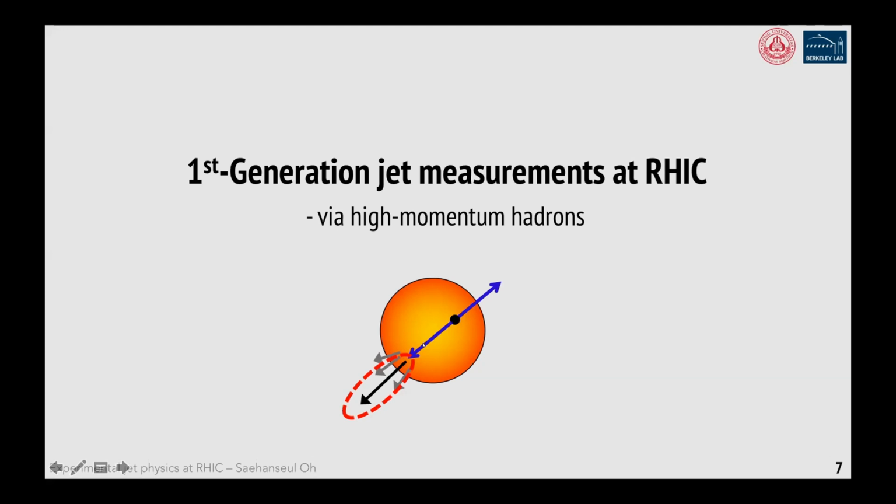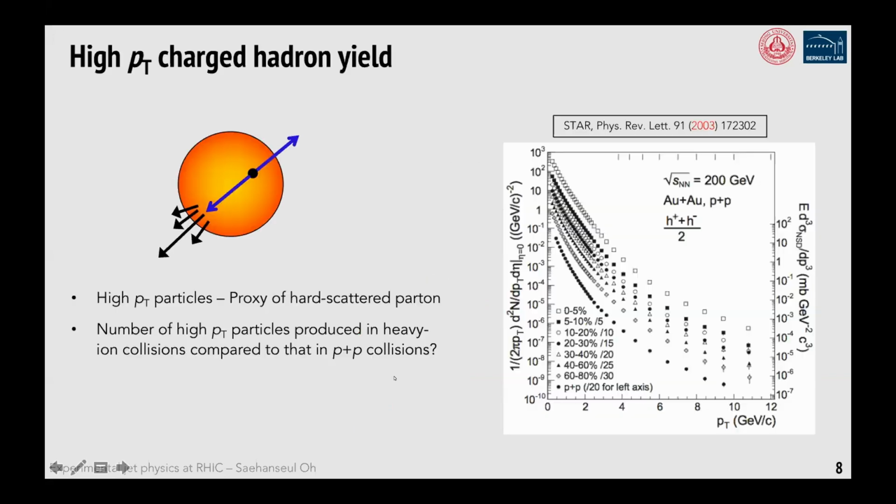So let's consider a 20 GeV hard scattered parton. The parton is 20 GeV and it may produce a 15 GeV particle, or sometimes it just produces a whole bunch of low PT particles. But whenever we have a high PT particle, that high PT particle definitely comes from a hard scattered parton. So that's why we only consider high momentum hadrons. It's a proxy of a hard scattered parton. So this is the paper from 2003 from STAR.